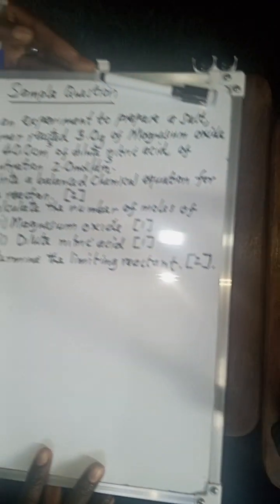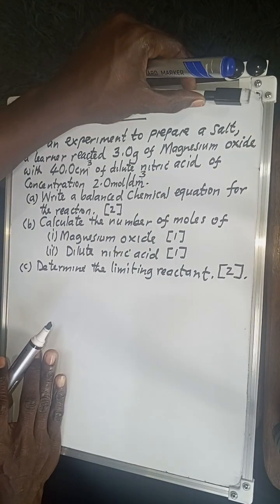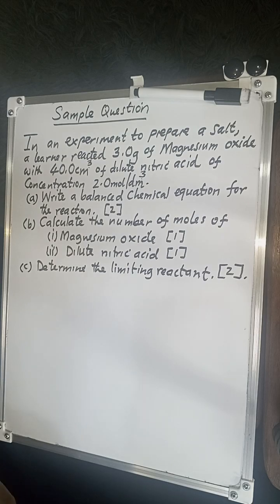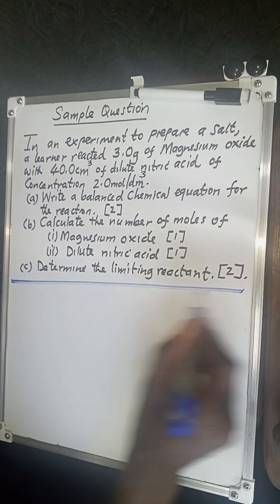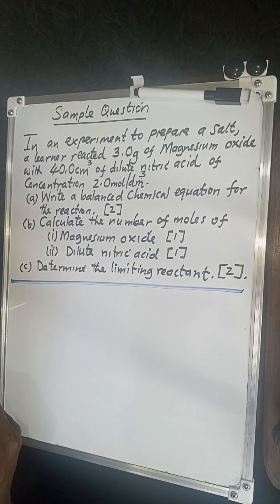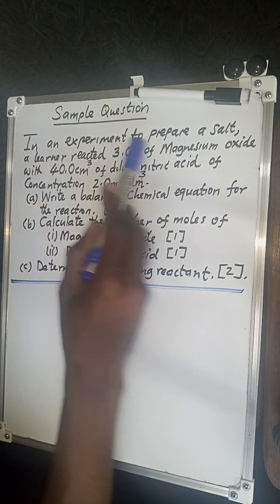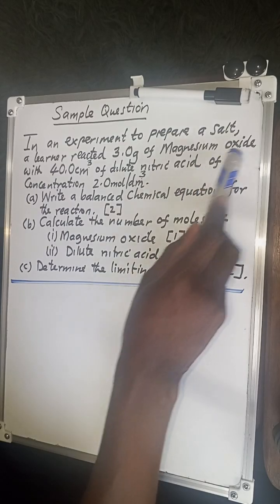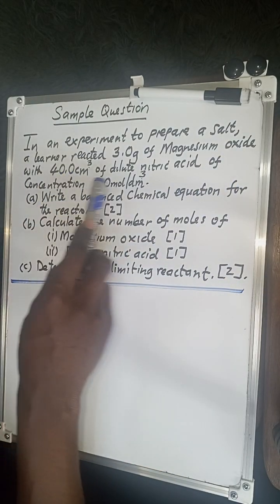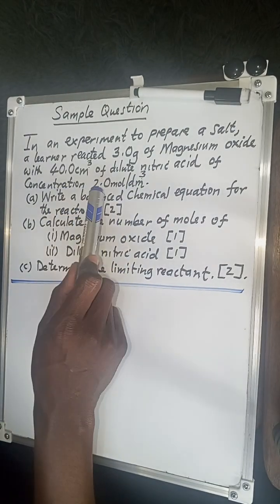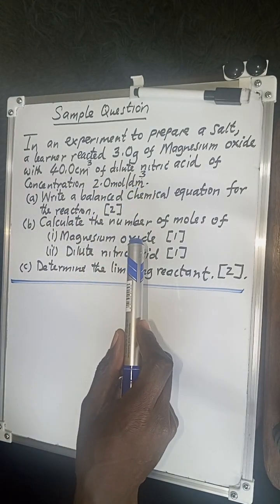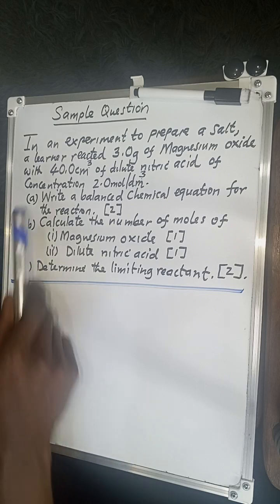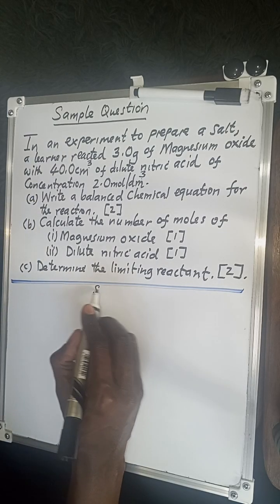All right. So there's a question that I had written well in advance on this side, and you'll be able to see it. This is a sample question that should be from, if I'm not mistaken, the 2022 ECZ exam. It says, in an experiment to prepare a salt, Elena reacted 3.0 grams of magnesium oxide with 40.0 cubic centimeters of dilute nitric acid of concentration 2.0 moles per cubic decimeter. So remember, you need to go back if you're struggling with how to write chemical formulas, because that will help you.